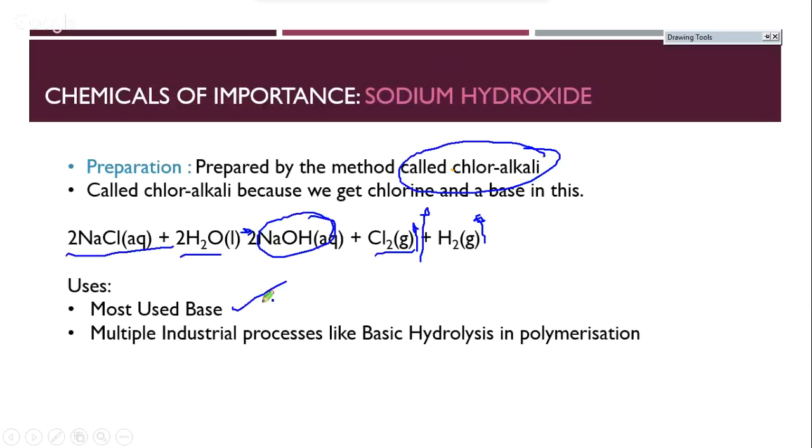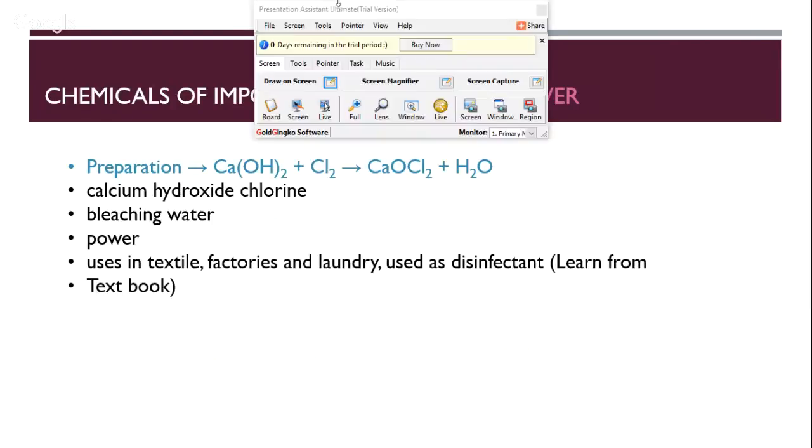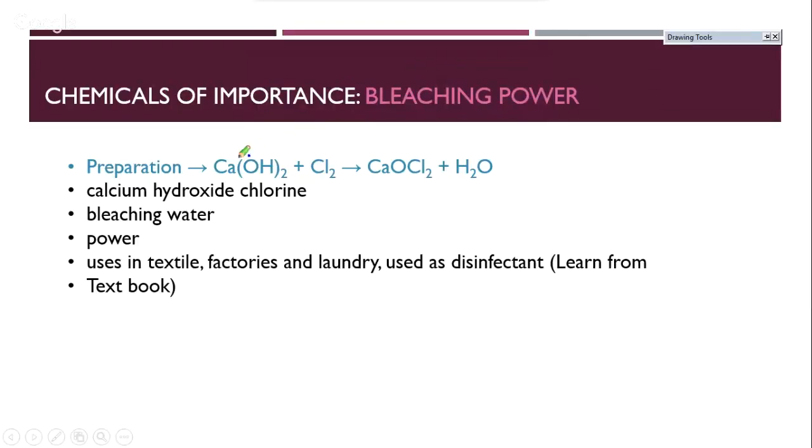It is one of the most used bases, and is used in multiple industrial processes such as hydrolysis, polymerization, etc. The next most important substance for us is bleaching powder. It is nothing but Ca(OH)2 plus Cl2, giving CaOCl2, which is calcium hydroxide and chlorine put together. This bleaching powder is used as a disinfectant as well as a purification reagent for a lot of processes, especially in textiles and laundry.